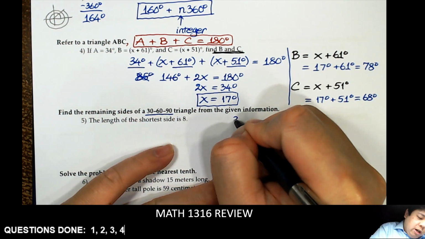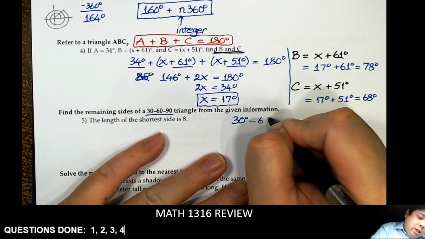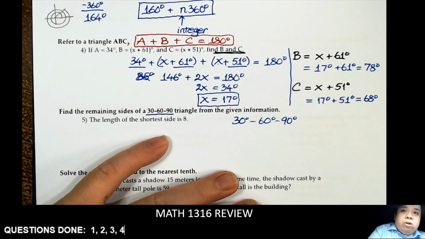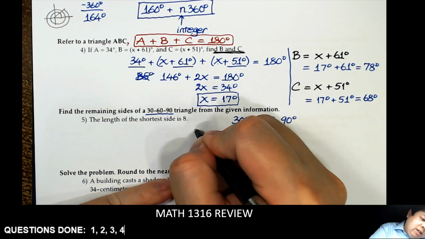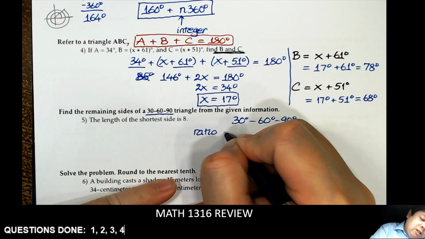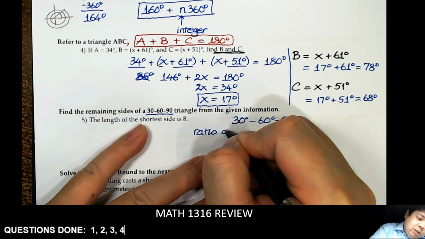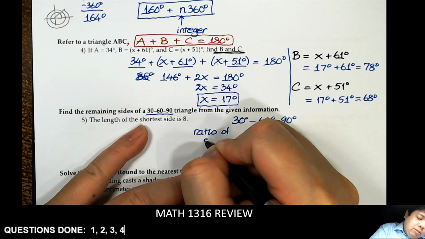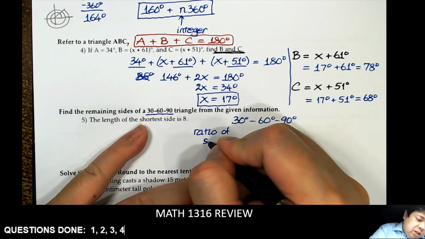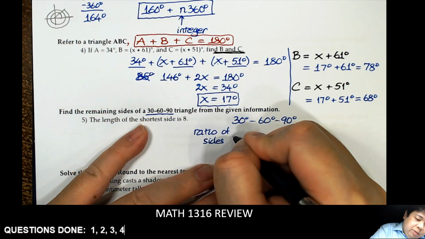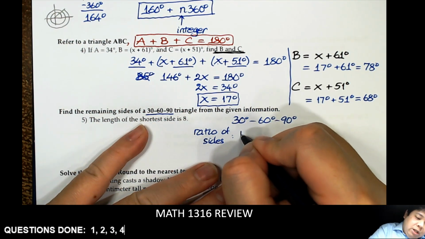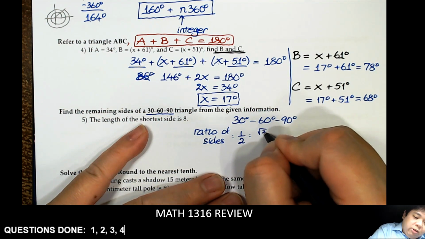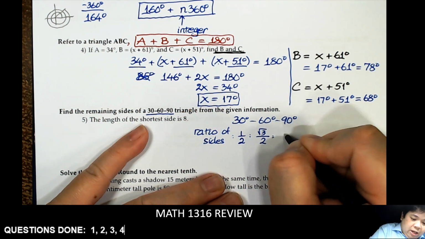And for the 30 degree, 60 degree, and 90 degree triangle, the ratio for the sine of the length, or just the sine, of 30 degrees is 1/2, 60 degrees is square root 3/2, and 90 is 1.